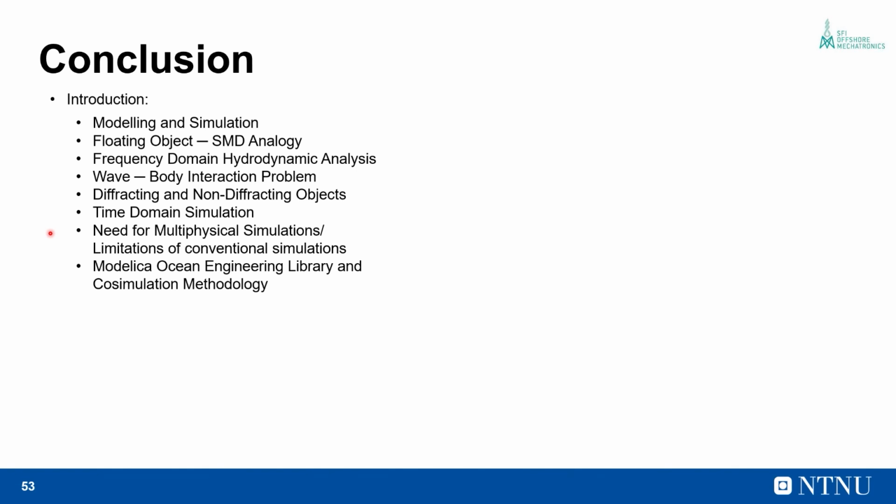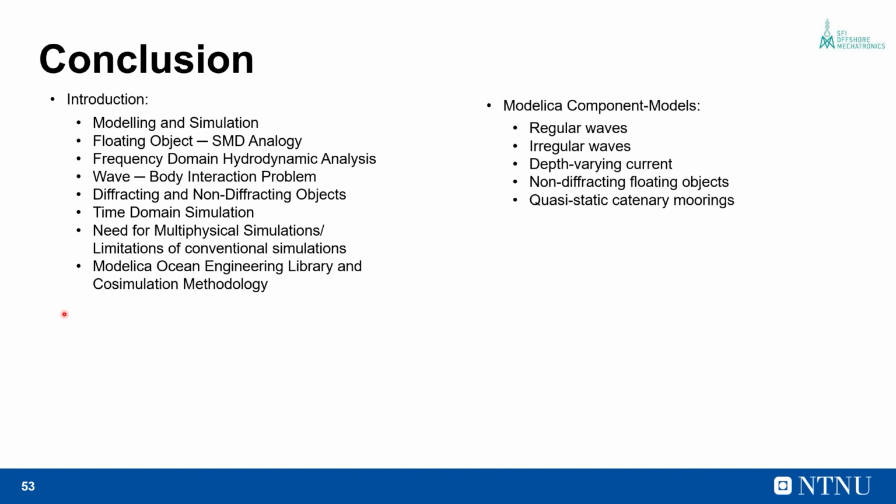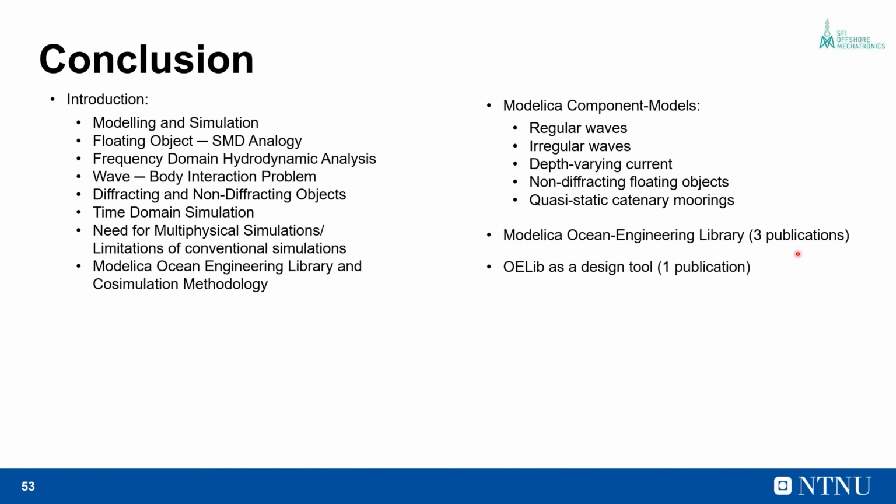We then looked at why we need multiphysical simulations and discussed the limitations of conventional ocean engineering simulations. We then introduced Modelica as a language for the modeling of ocean engineering systems. And we also briefly looked at what the cosimulation methodology does. We then discussed the development of Modelica component models for regular waves, irregular waves, depth-varying current, non-diffracting floating objects, and quasi-static catenary moorings. We then grouped together all these component models to develop the Modelica Ocean Engineering Library, and we discussed the whole process in 3 publications.